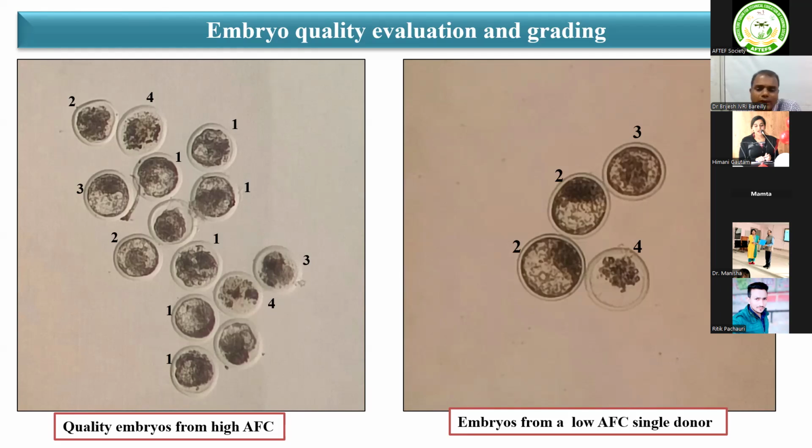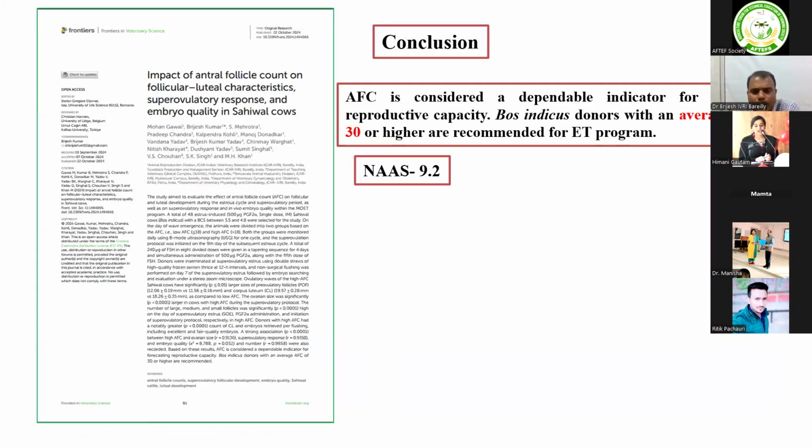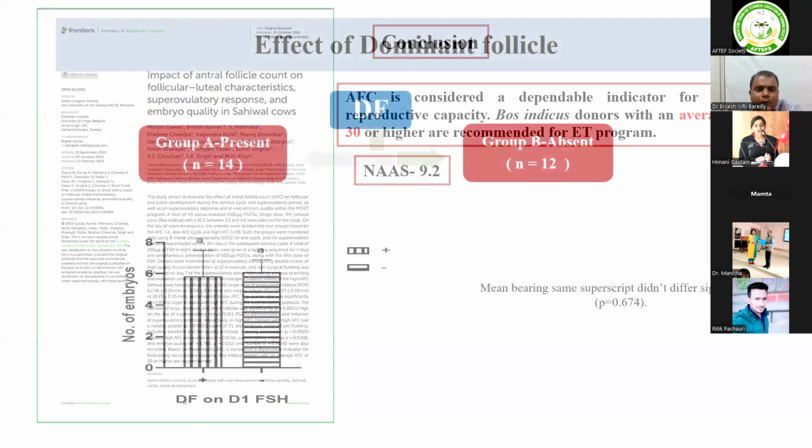You should select between 20, 25, to 35. I think after 40, 45, there will be crowding and problems with embryo production. We have published that finding in Frontiers in Veterinary Science: antral follicle count affects the luteal characteristics, superovulatory response, and embryo quality in Sahiwal cattle.